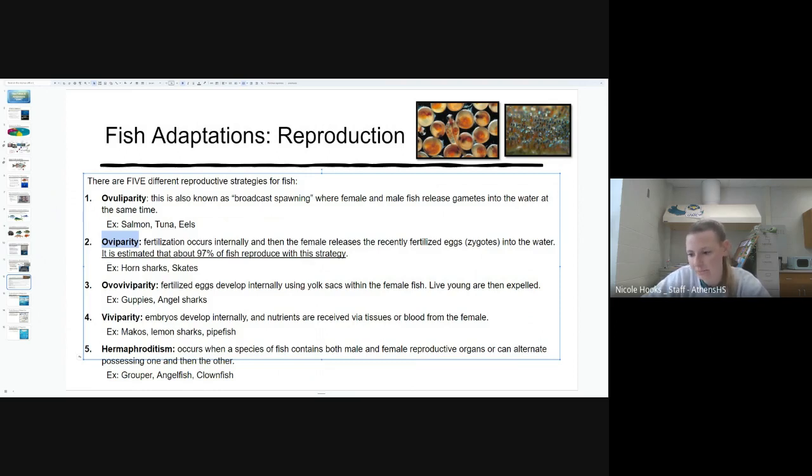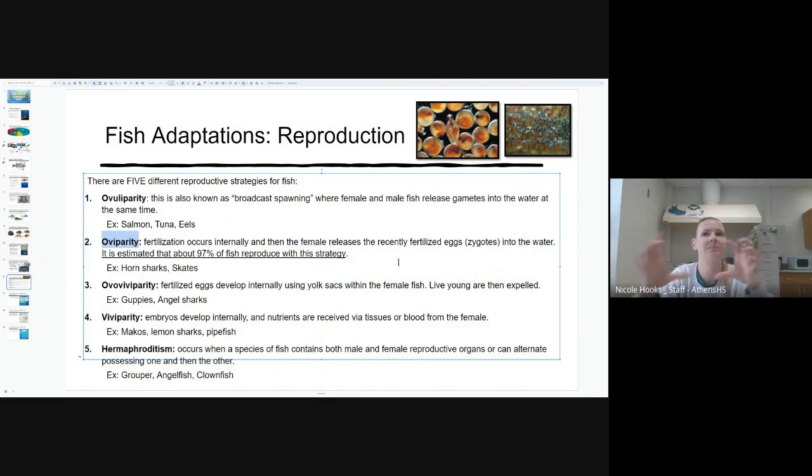They'll release them into the water column. They'll attach them to leaves and things like that. Or the mom or the dad will hold them. Think seahorses and leafy sea dragons. 97% of fish use this strategy. There's actually a lot of sharks and skates that use this strategy as well.